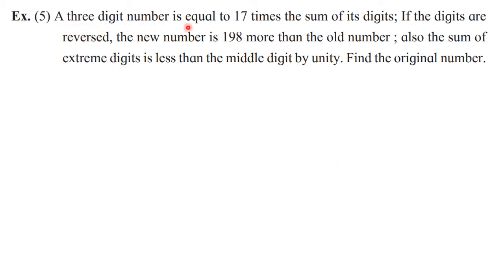A 3-digit number is equal to 17 times the sum of its digits. So this is the first condition. If the digits are reversed, the new number is 198 more than the old number. This is second condition. Also, the sum of extreme digits is less than the middle digit by unity. Now you will say that one more condition appeared here. Why it is appeared? Because it is 3-digit number. We cannot use 3 variables x, y, z. We have to use only 2 variables. Okay. So to get that third digit, it is one more statement is given.